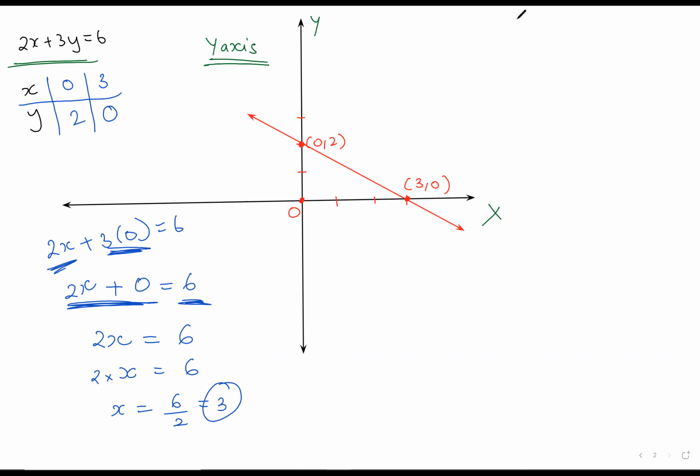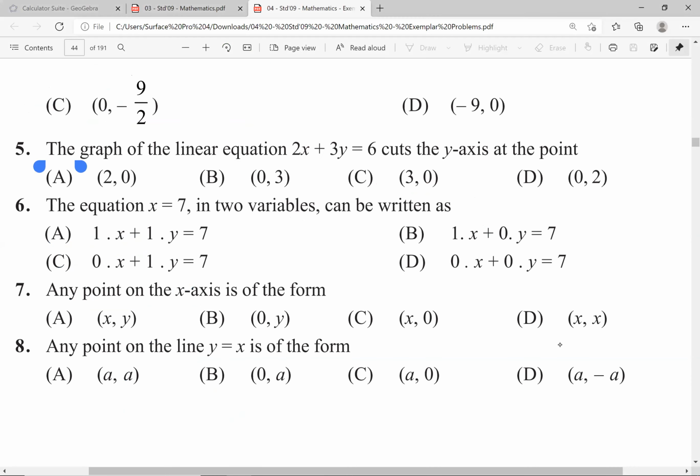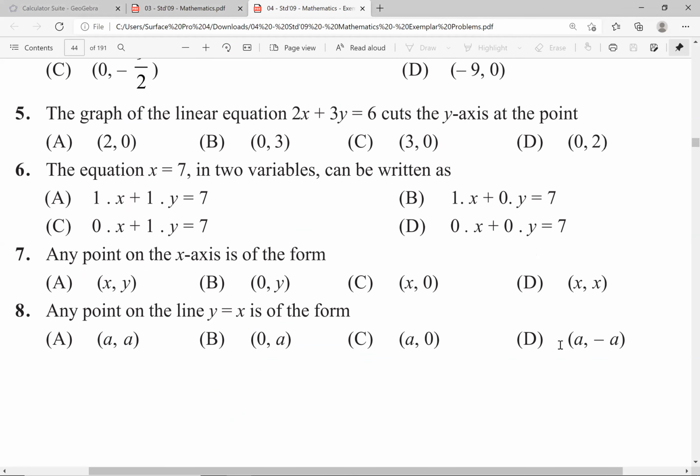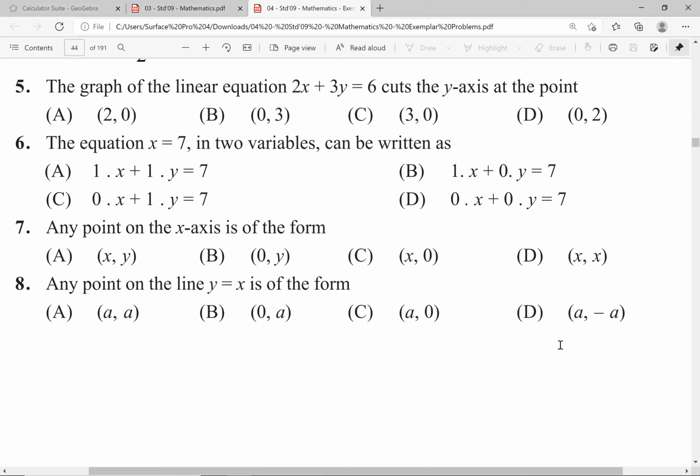So let's take a look at the answers, the options, sorry, the options. And we were over here. So which one is the answer? Miraj? A. Miraj, was it 0,2 or 2,0? Do you remember? 0,2, sorry. D. Yes, right. So it is D.